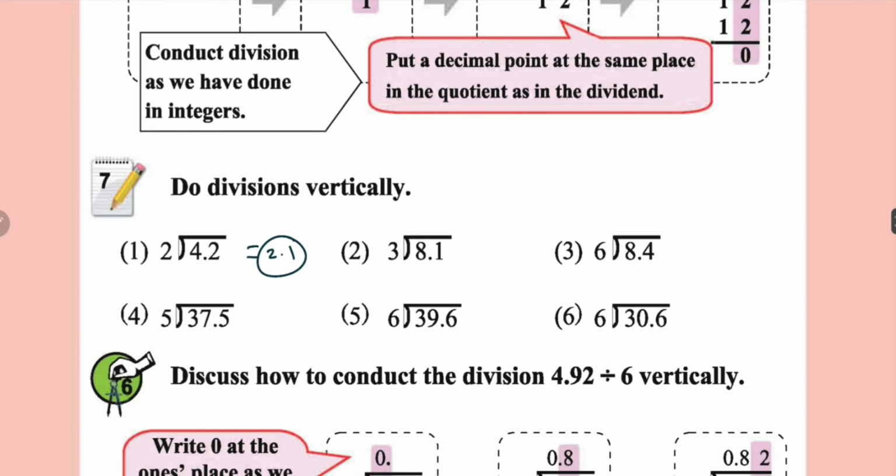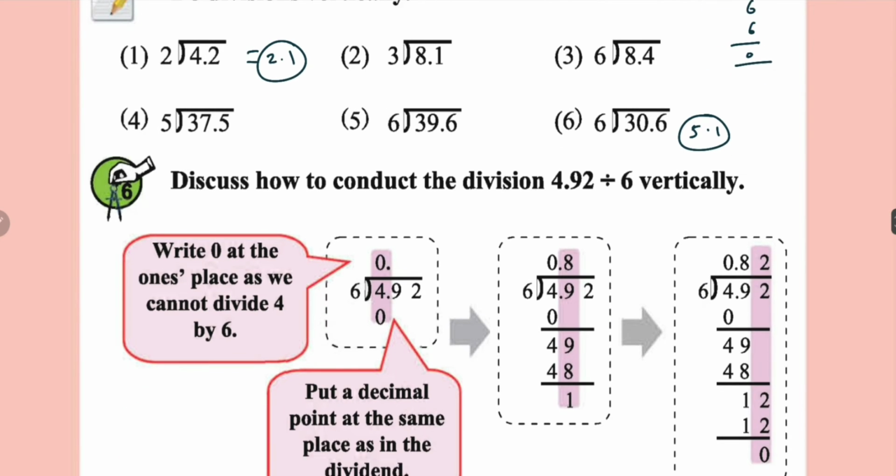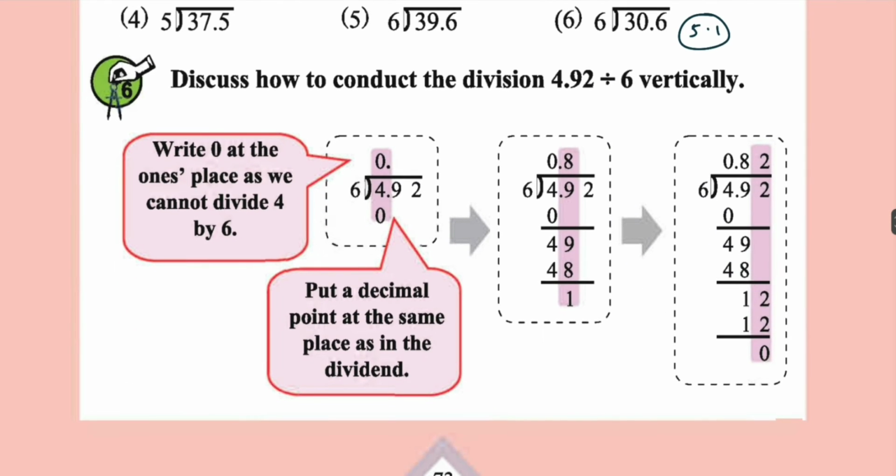Okay, we will go with another example. 30.6 upon 6. 6 5s are 30. This is 0 now. Put a decimal point here. 6 will come down. Right? 6 1s are 6. Yeah, right. So this is 5.1. 5.1. Okay. Now you got to know how to do the vertical division.